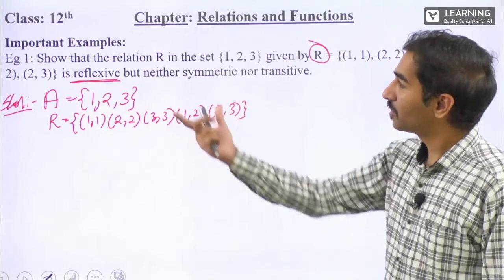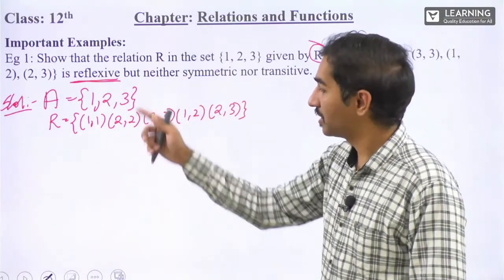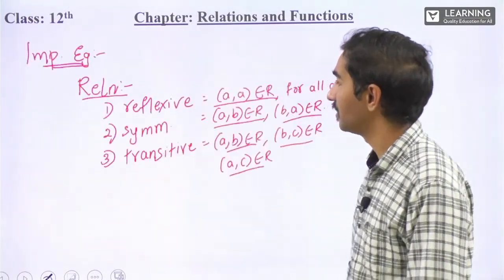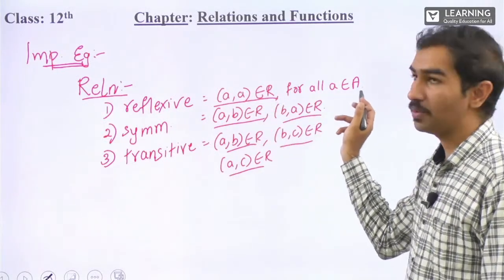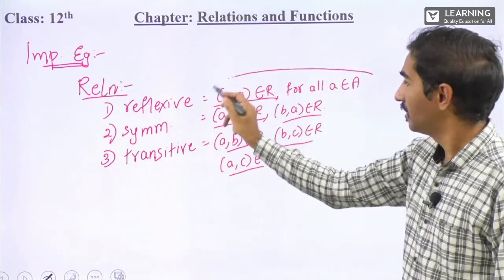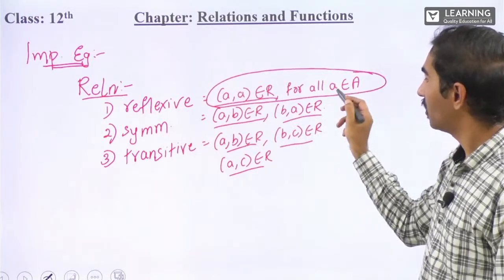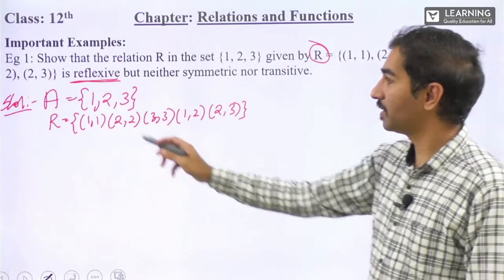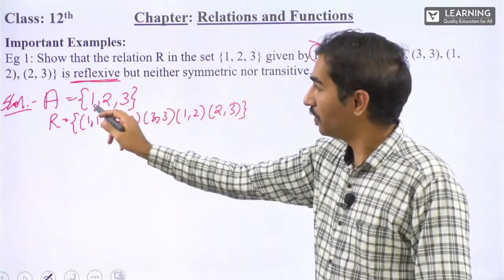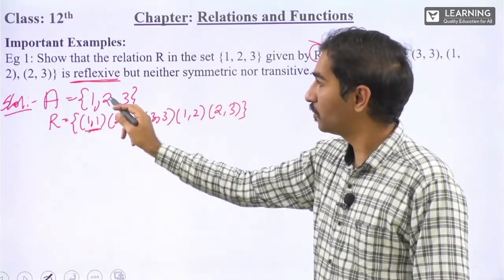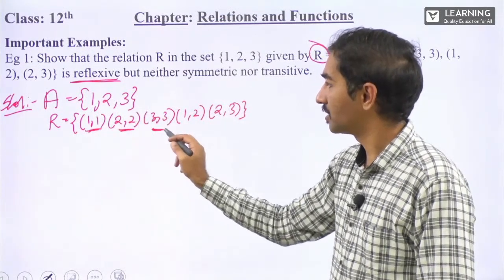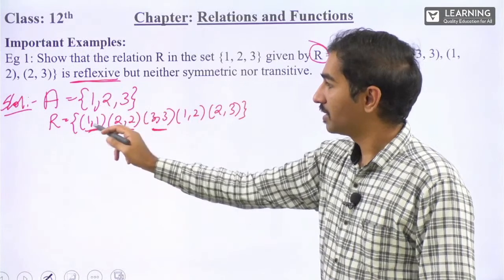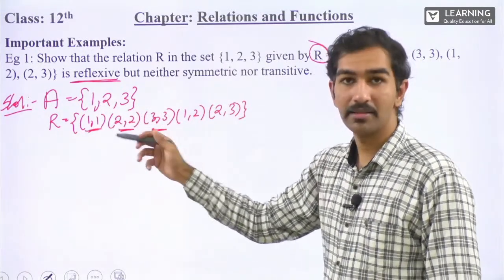Alright, so how to show that it is reflexive, students? What is reflexive in the previous slide? If you see, (A, A) belongs to R for all A belongs to A. See this one? What is set A given here? {1, 2, 3}. So do we have (1,1)? Yes. Do we have (2,2)? Yes. Do we have (3,3)? Yes. So all the elements, doublets, we have here, correct?